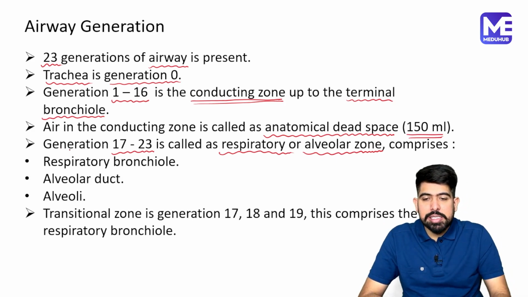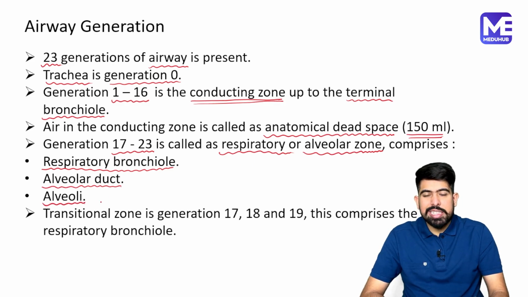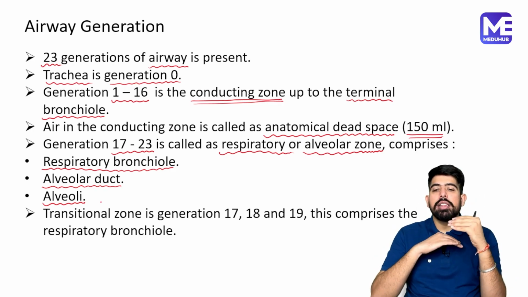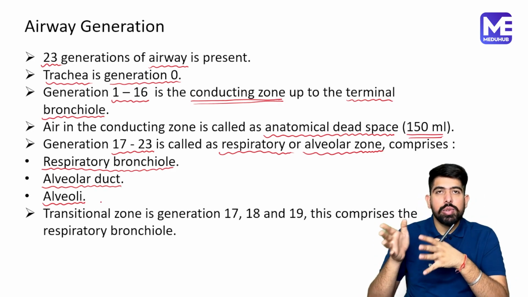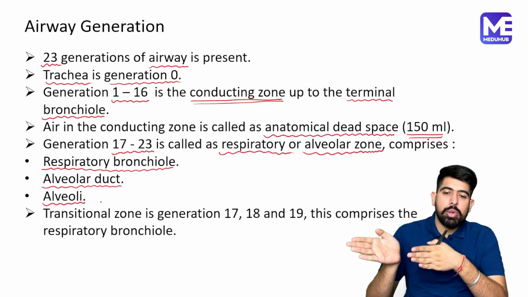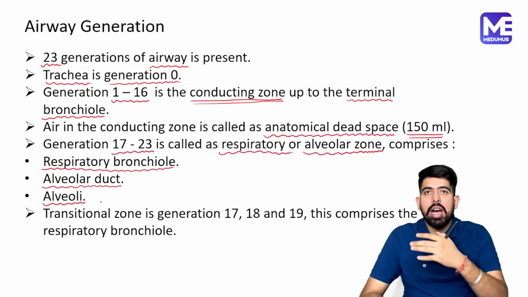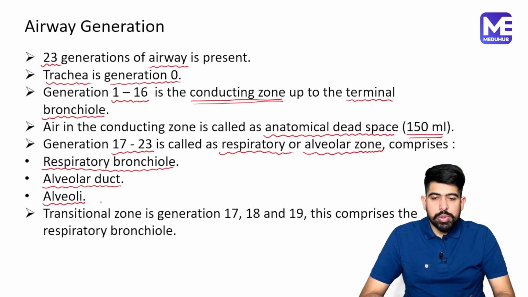And these comprise the respiratory bronchioles, alveolar duct, and the alveoli. These three are in the respiratory zone. So in the respiratory zone, what are we having? We are having the respiratory bronchioles, alveolar duct, and the alveoli. So these three are in our respiratory zone, right?